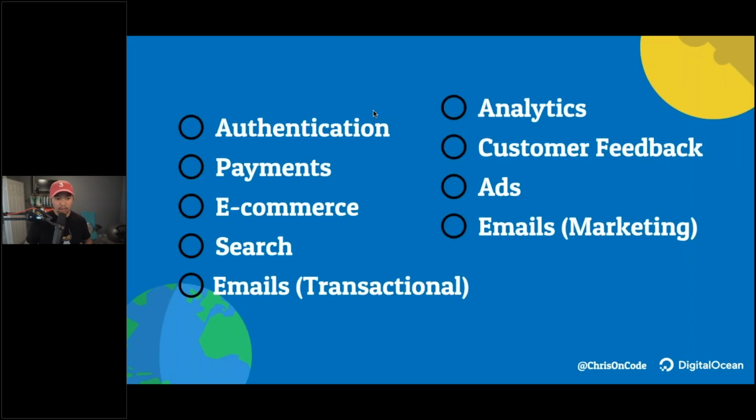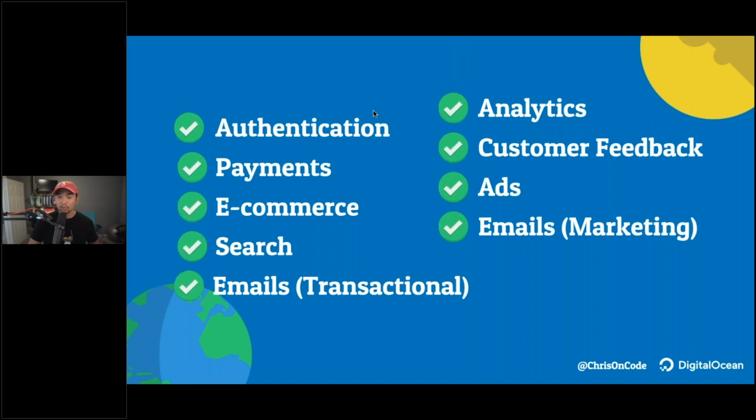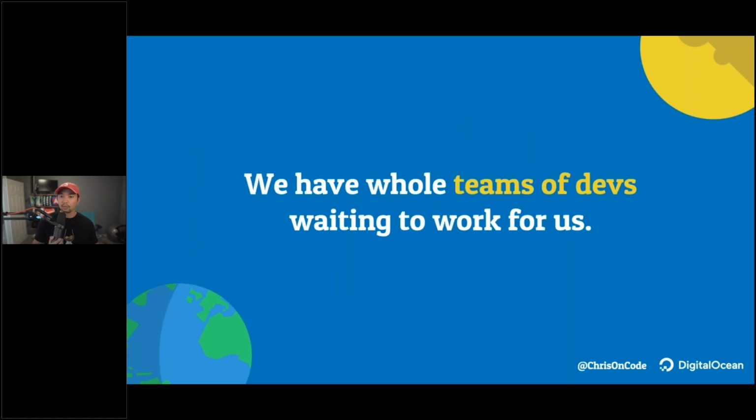So here we have authentication, payments, e-commerce, search, emails for transactional, emails for marketing, ads, customer feedback, analytics. Wouldn't it be great if all of that could be done for us and it would only take us like a month to integrate all that into our SaaS? This is the takeaway I want: we could hire our own developers to do all this stuff in-house and we would feel like we had full control over the app. But we have whole teams of developers at Stripe, at Braintree, and at Auth0 and Okta, and they're people that are paid a lot of money, and they're pretty much writing code for us if you want to think of it a certain way.